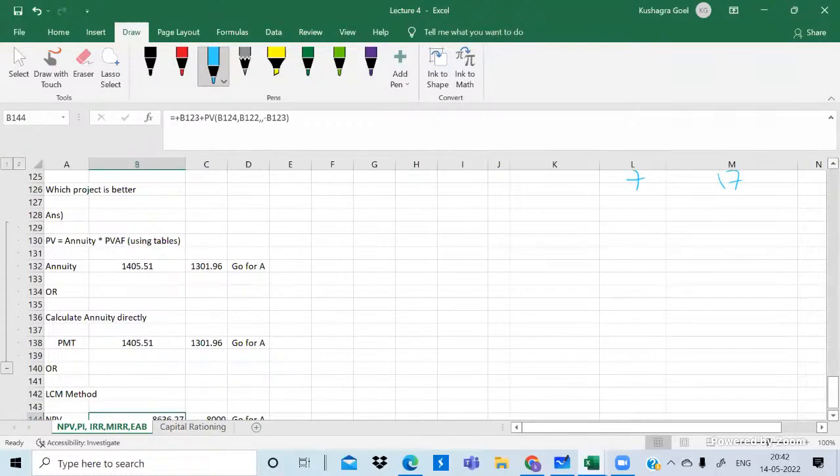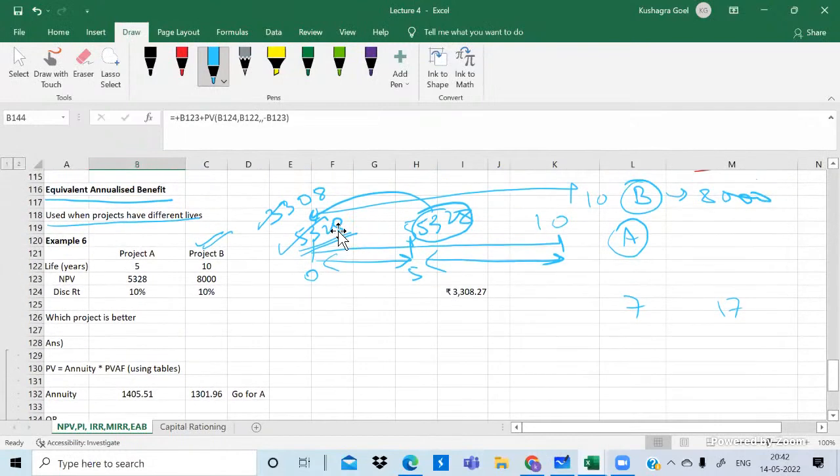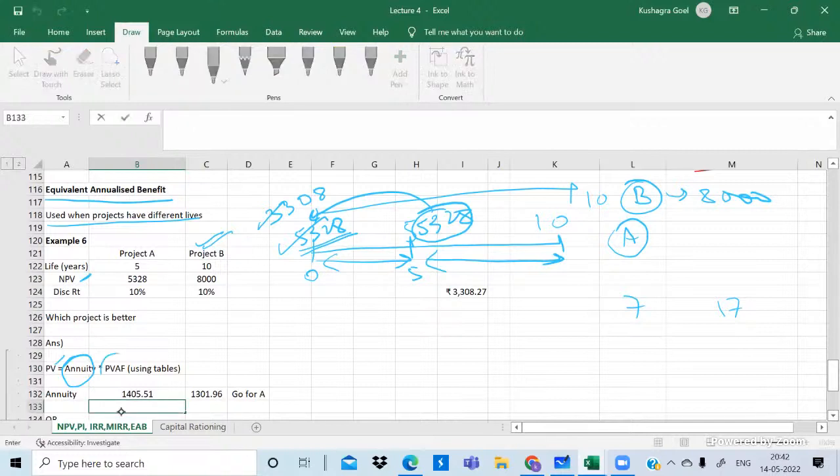So if I go back to this question, this is the data that's given to me. What I'll do is I'll calculate the annuity. So present value is nothing but my NPV, because NPV is the value as of today. So I know my NPV, and I'll calculate my present value annuity factor from the table. So let's calculate the annuity using the table for project A and project B. How do I calculate annuity? Annuity will be nothing but present value divided by present value annuity factor.